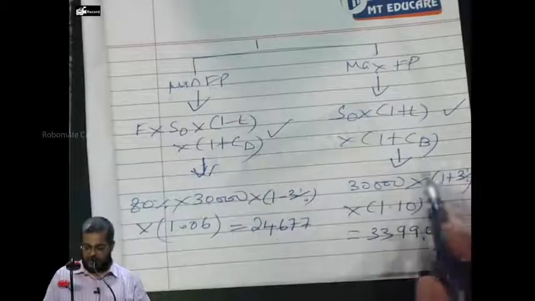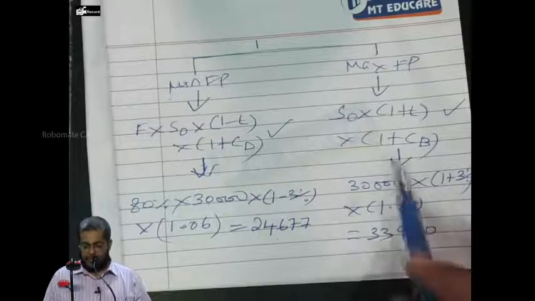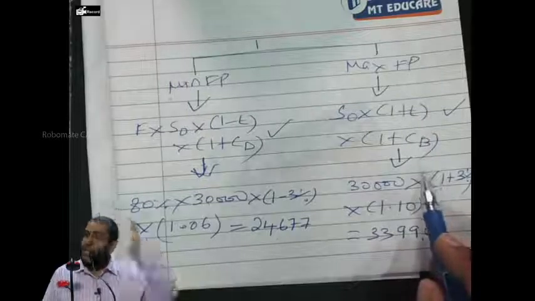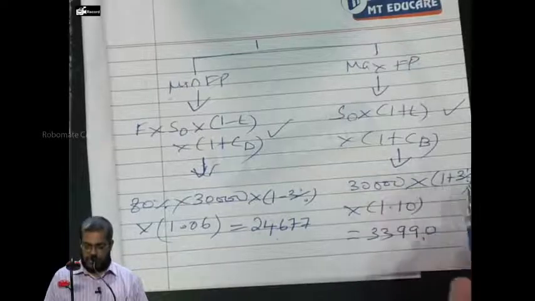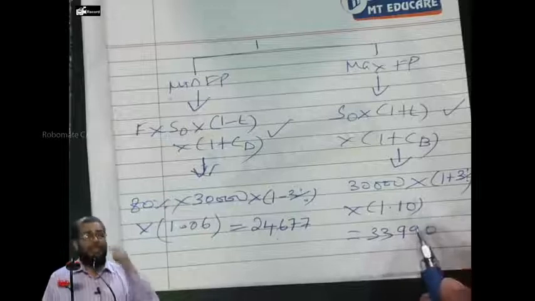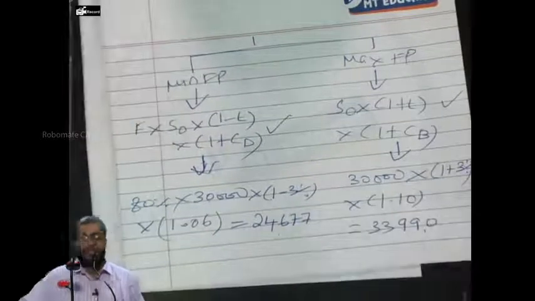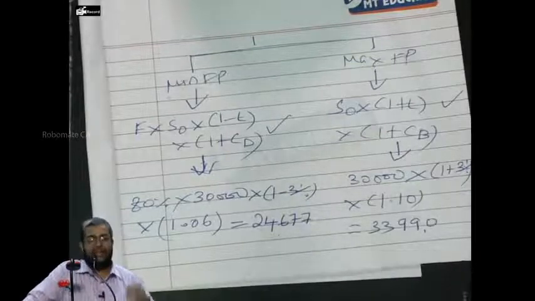Now, next. Second branch. 30,000 into spot price, 30,000 into what is 1 plus T? 1 plus 3%. What is 1 plus 3%? 1.03. Okay. 30,000 into 1.03 into what? 1.10. What is the 0.10? Borrowing rate. 1.10 is equal to 33,990. Next line.